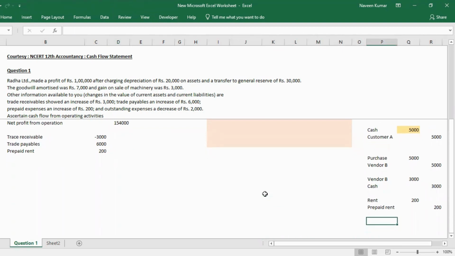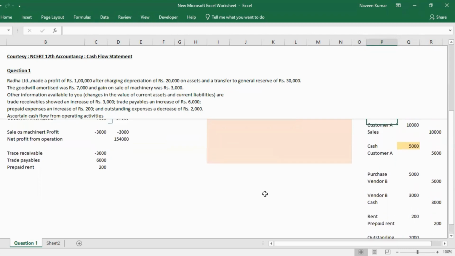So outstanding expenses, you think. Outstanding expense is nothing but accrued expenses. Now, for example, something like the salary outstanding or any outstanding amount I have, you think. So salaries outstanding 2,000. So decrease in outstanding is nothing but decrease in cash.